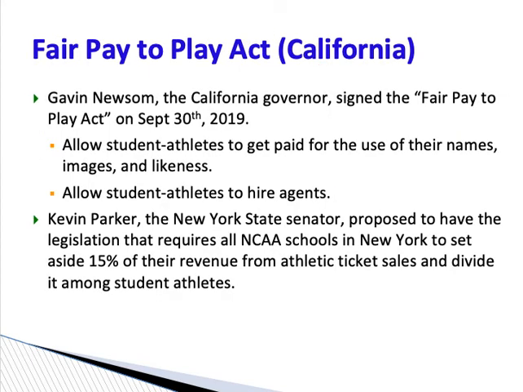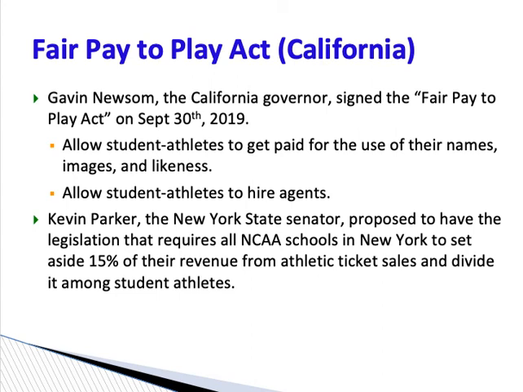These discussions reached a peak in 2019, right? The first one is in California. At the end of September 2019, Gavin Newsom, California's governor, signed the Fair Pay to Play Act. Basically, the act allows student athletes to get paid for using their name, image and likeness, and also allows student athletes to hire agents. This law passed in California in 2019 and will take effect in 2023.